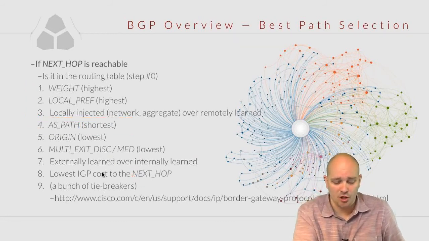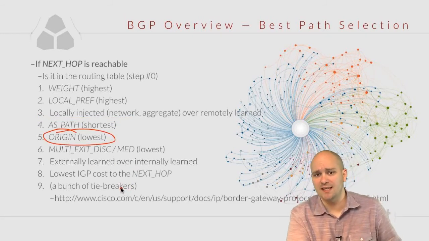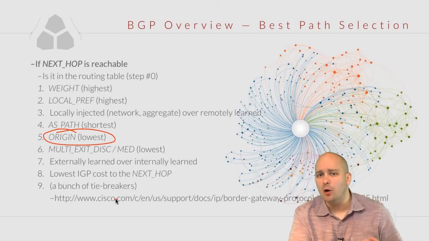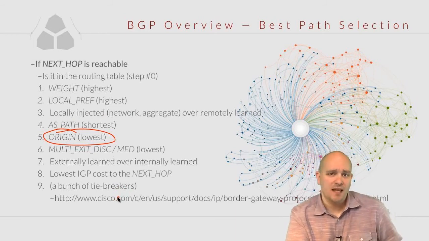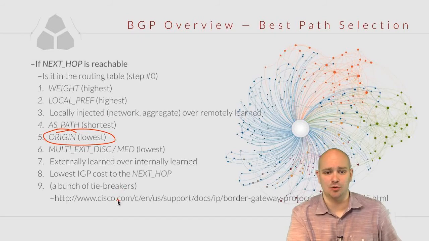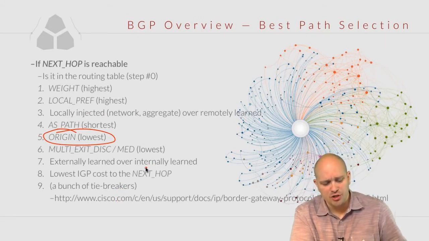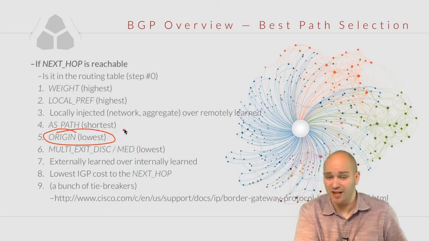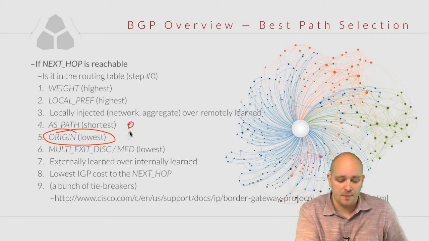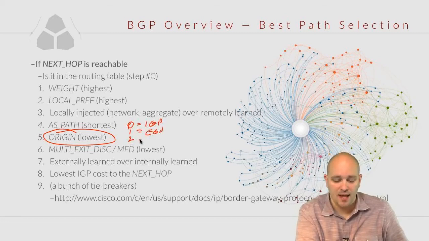If all these four are the same, then the origin attribute is considered. The origin attribute describes how the route was injected into the BGP domain at its originating point. With the origin, the lowest value is going to be preferred. There are three values for origin that you might see. They are going to be 0, 1, or 2. 0 is going to be IGP, 1 is going to be EGP, and 2 is going to be incomplete.